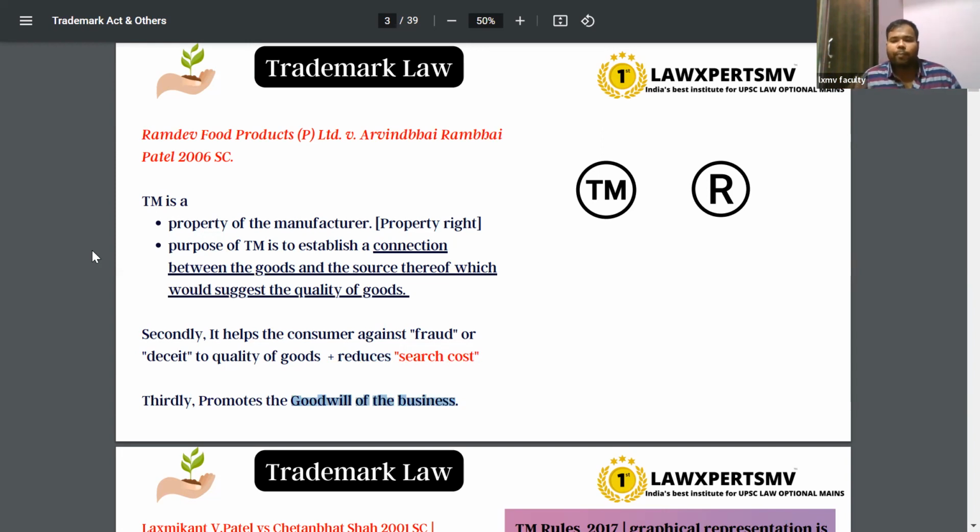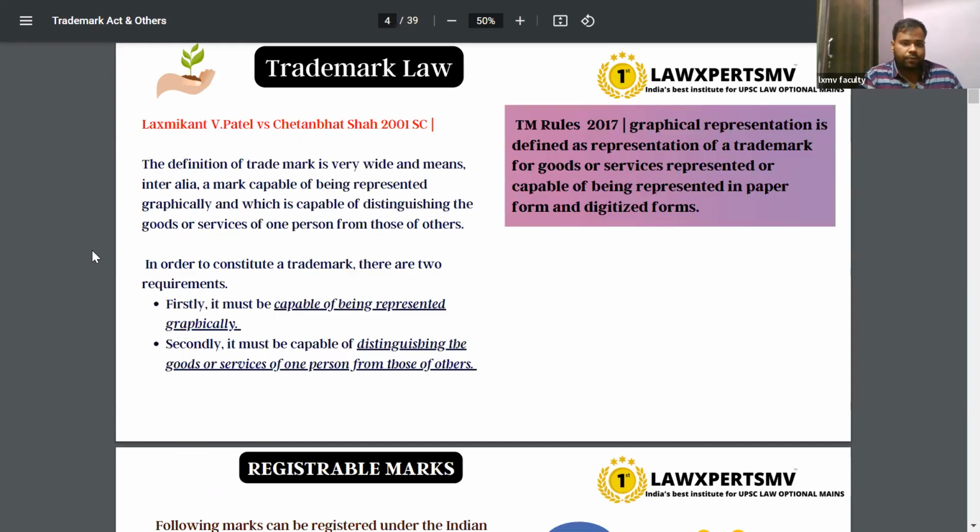Goodwill is nothing but the reputation of that business. So the trademark will give you the goodwill over the business. Yes. This is another Supreme Court case discussing the definition of trademark.